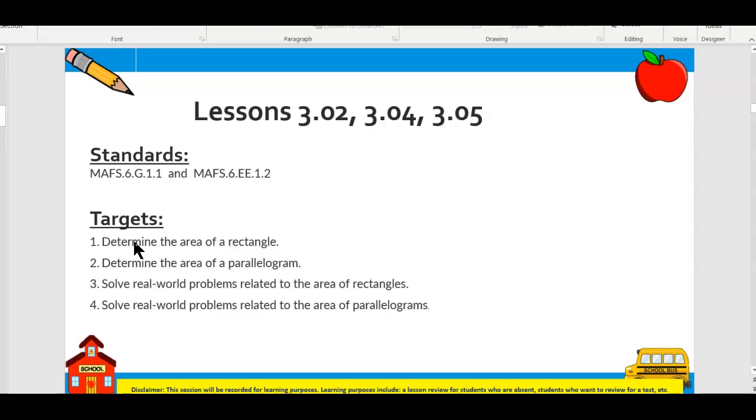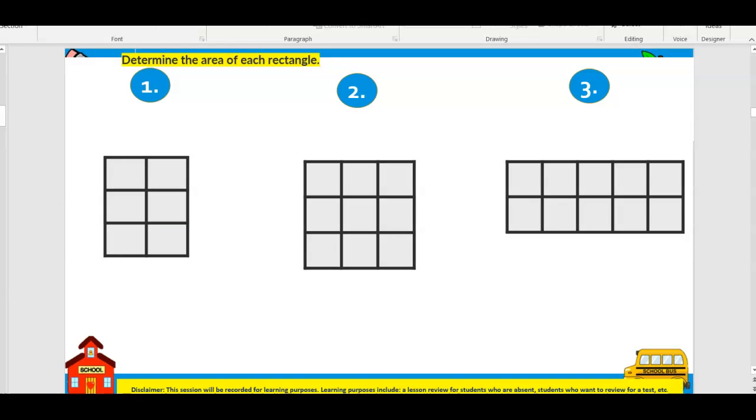Area of a rectangle, area of a parallelogram. Here are some rectangles. How would you find the area of these rectangles? One popular way is to count them.